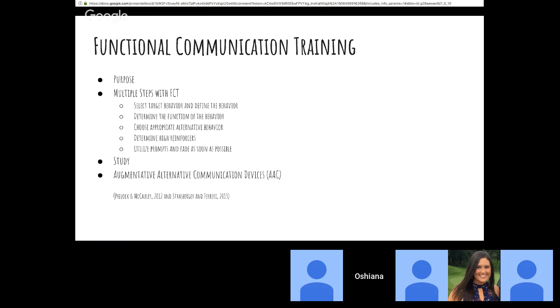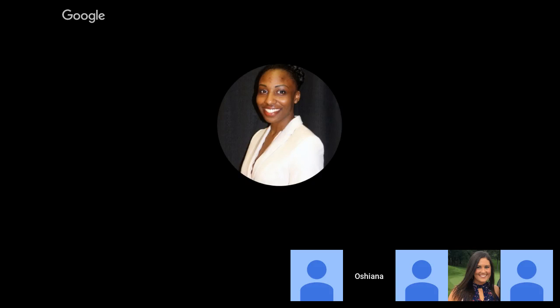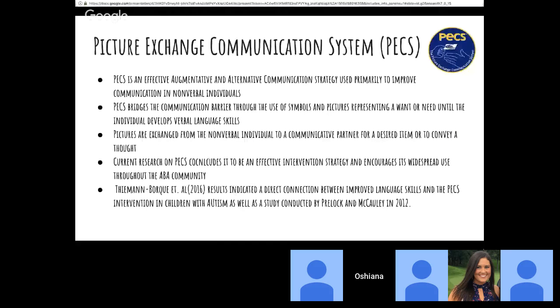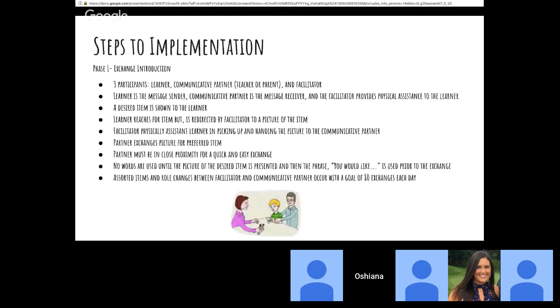There are different types of training you can do under FCT, such as PECs, or you can use augmentative communication devices, AAC devices, but in this situation we'll be using a PEC system, which is a picture exchange communication system.